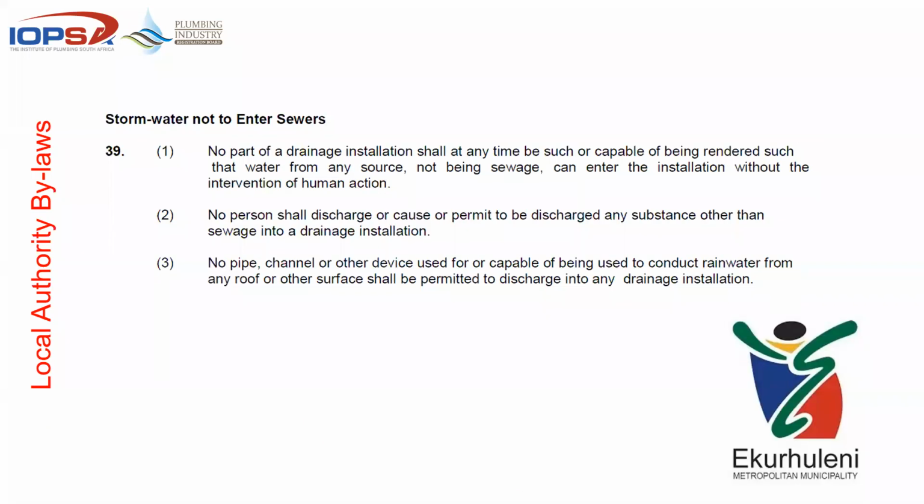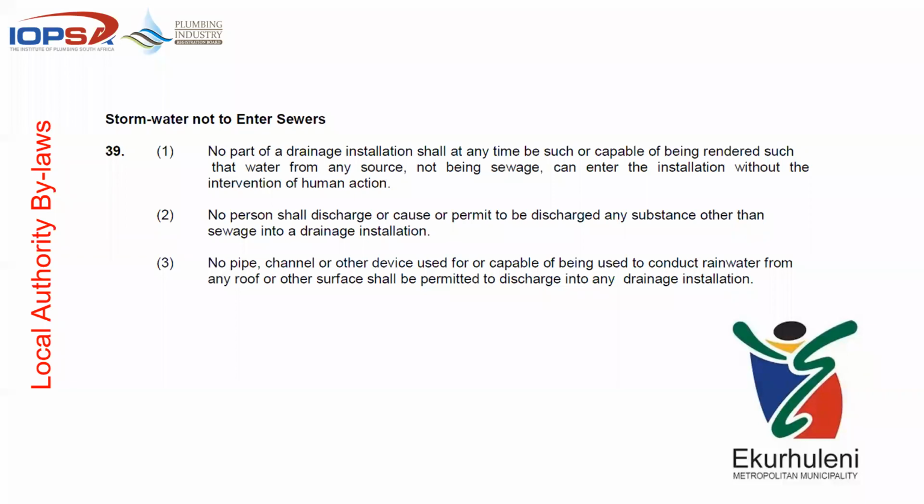Then we jump from the national regulations to the local authority bylaws, which form part and parcel of what your local municipality enforces. I've just touched on 3 or 4 here. So in Ekurhuleni, you'll find that Section 39 says no part of a drainage installation shall at any time, not during flood rains and what have you not, at any time be such or capable of being rendered such that water from any other source, not sewage, can enter the installation without the intervention of human action.